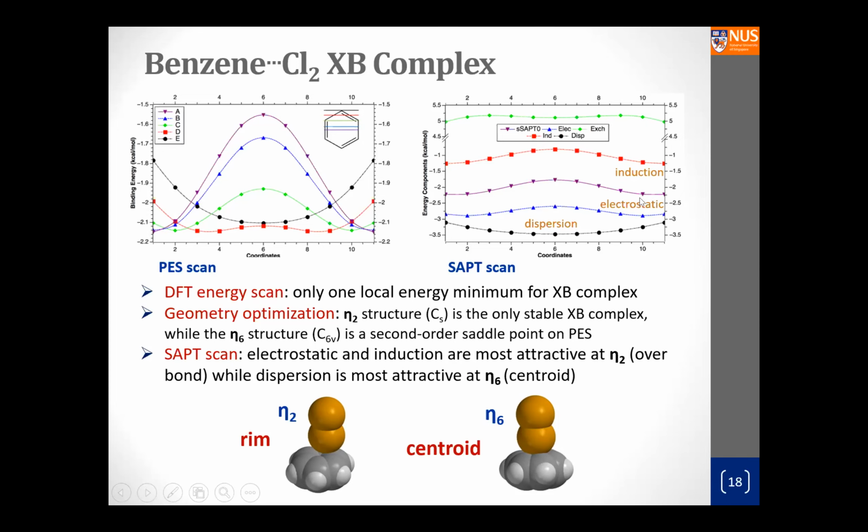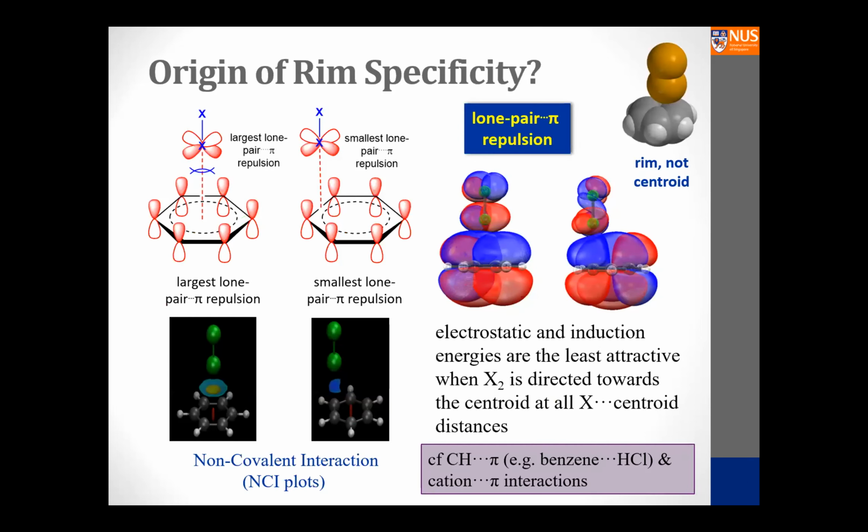So with this, how do you explain it? Obviously in this case, the interaction with the aromatic system is at the rim, not at the centroid. For aromatic interactions like cation-pi and CH-pi, the interaction is mostly at the center of the ring. So why is this case different from the others?